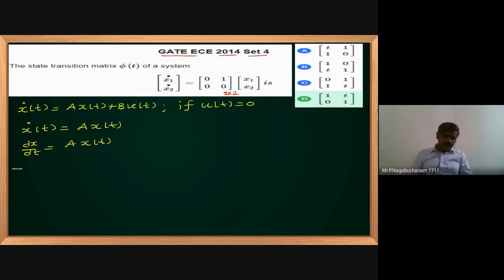What is the formula for the state transition matrix? Means state transition matrix.